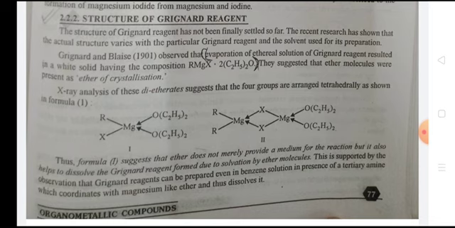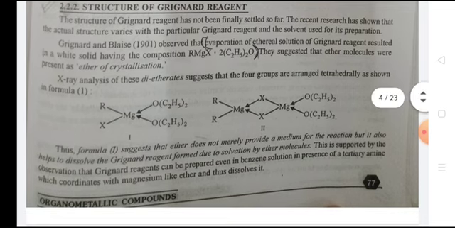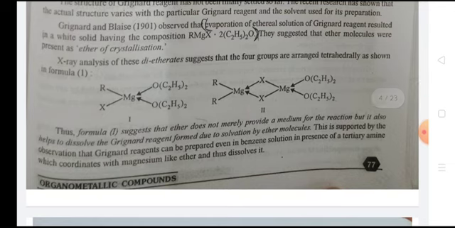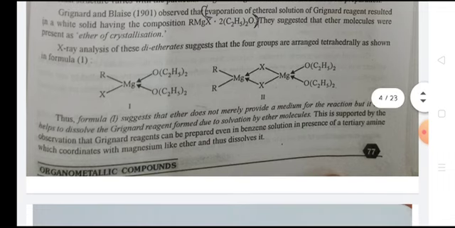The structure of Grignard reagent has not been finally settled so far. Recent research has shown that the actual structure varies with the particular Grignard reagent and the solvent used for its preparation. Grignard and Blaise observed that evaporation of an ethereal solution of Grignard reagent resulted in a white solid having the composition RMgX.2C2H5OC2H5. They suggested that ether molecules were present as ether of crystallization.